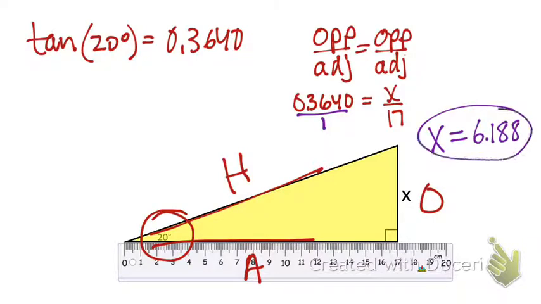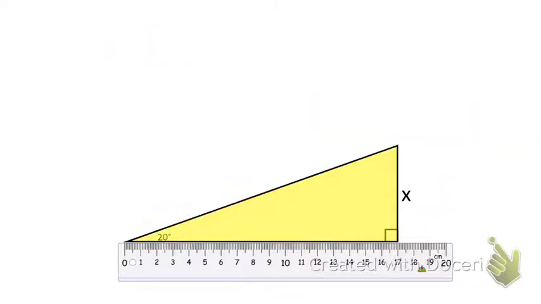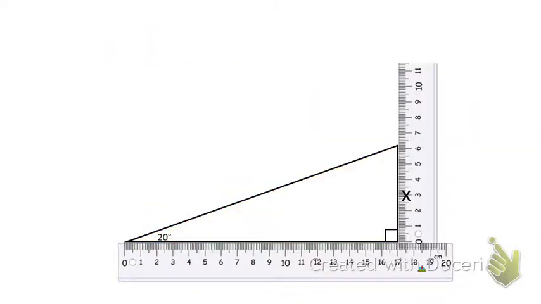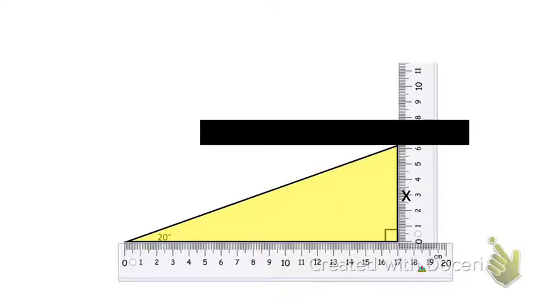And if we want to check and see if our answer is done correctly, we can put the ruler back up there, and the length of side x looks like it's about 6.2. Our answer was 6.188. So we know that we got the right answer on this problem.